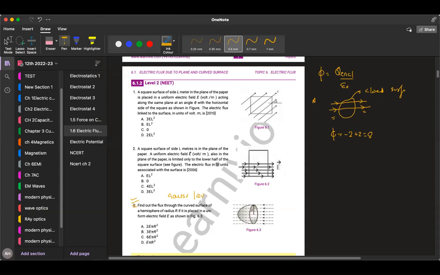It's 3 minutes for this question. This is the hint. Flux: if you have a closed surface, then flux entering the closed surface will be equal to the flux leaving the closed surface. Just 2 more minutes.